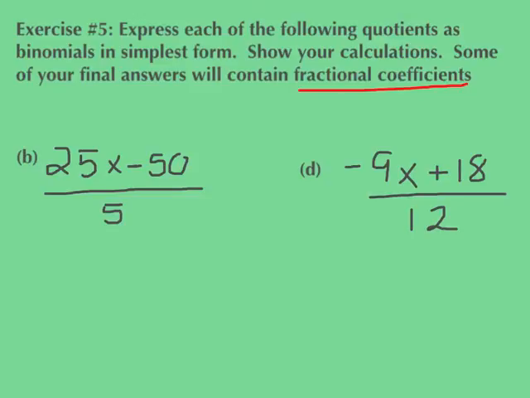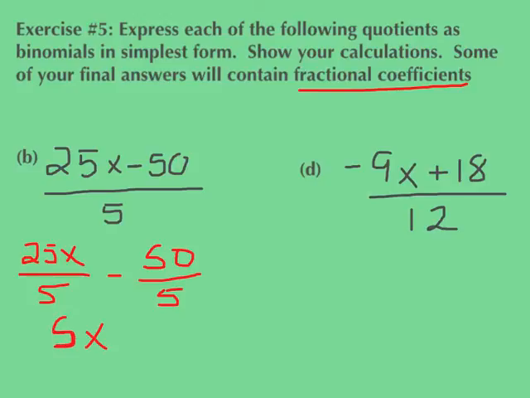Let's break up B. I'm going to take 25x and put that over 5 minus 50 over 5 on this side. This makes this problem a lot easier. 25 divided by 5 is 5x minus 50 divided by 5, which is 10. That's an answer, and that is my final answer. There's nothing else I can do to that.